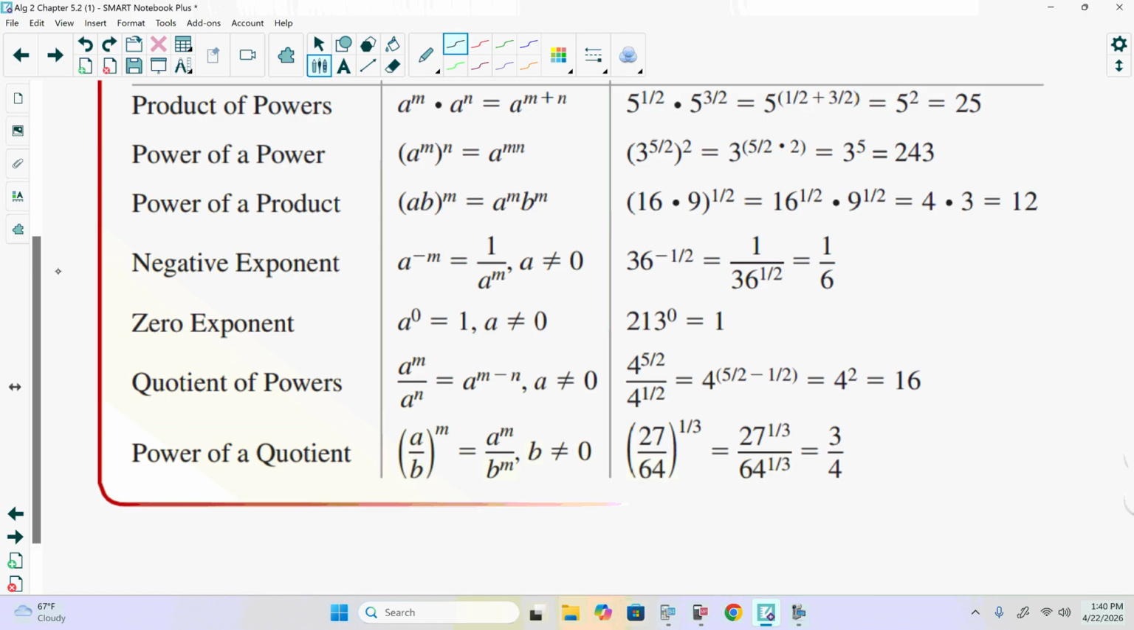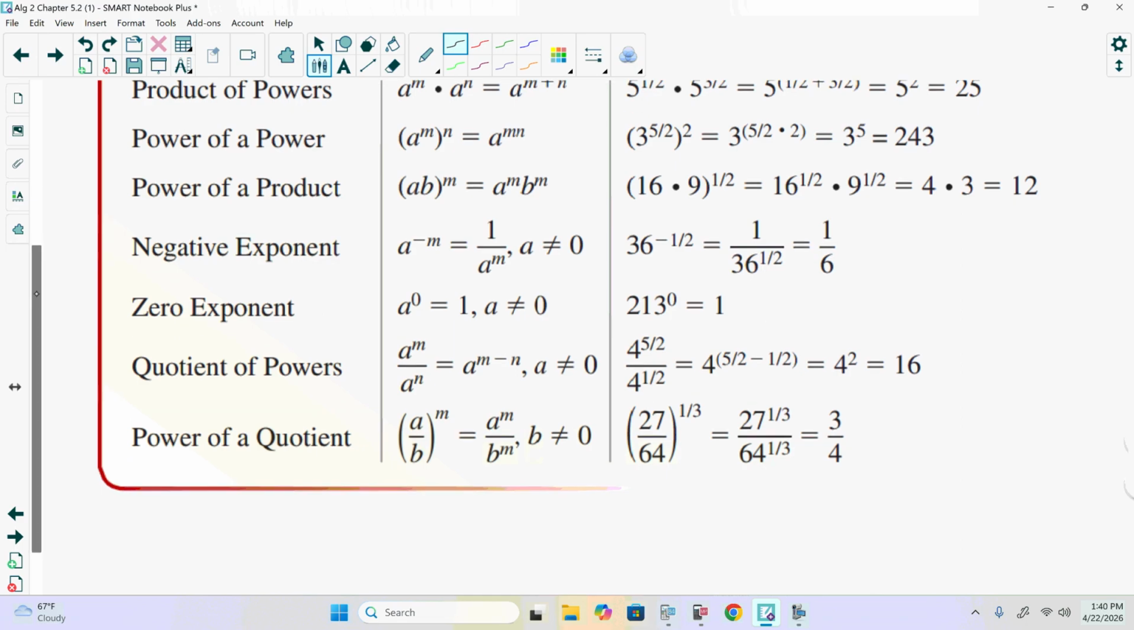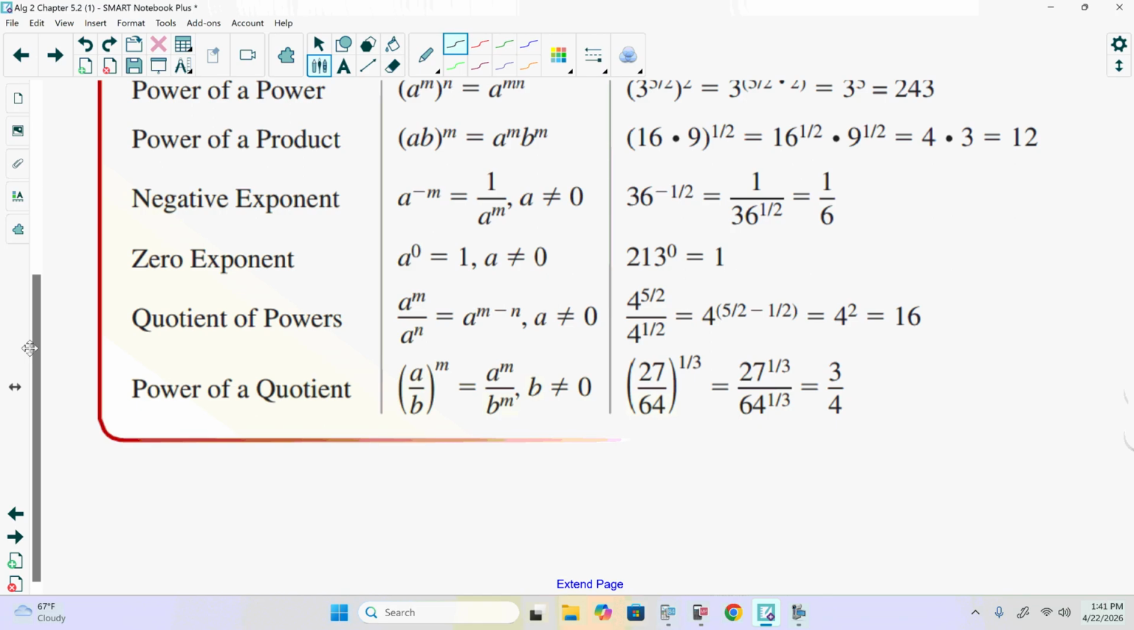Power of a product: if I have two things being multiplied together inside of parentheses and they are put to a power, we apply that power to both terms. Negative exponents: if I have a negative exponent, to make that exponent positive, we move it from the top of the fraction to the bottom or bottom to the top. Zero exponent: anything to the zero power is 1, except for 0. 0 to the 0 does not exist. We can't have 0 to the 0 power.